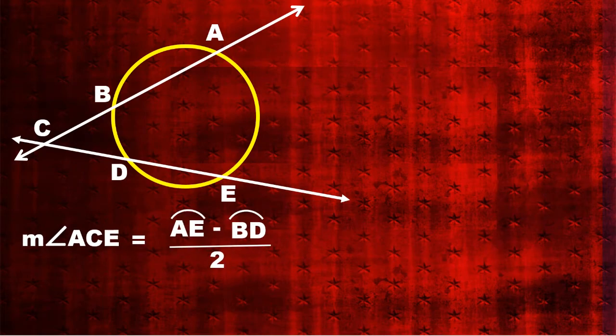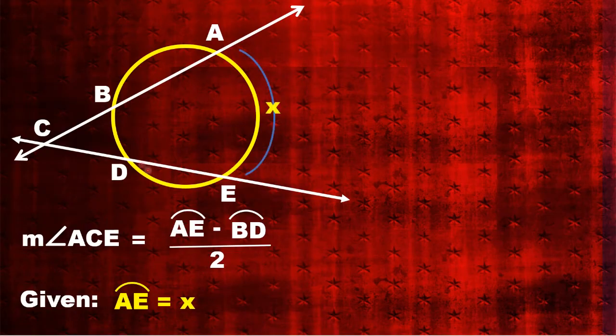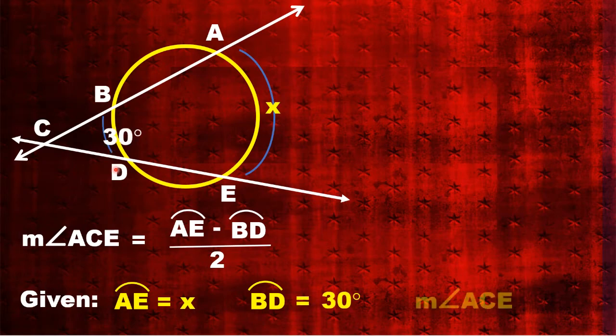Let us have the same figure. And of course, we have the same formula that the measure of angle ACE is equal to arc AE minus arc BD divided by 2. But this time, ang nawawala naman ay yung mas malaking intercepted arc, which is arc AE, which we will represent as X. Now, arc BD is equal to 30 degrees, whereas the measure of angle ACE is equal to 55 degrees.